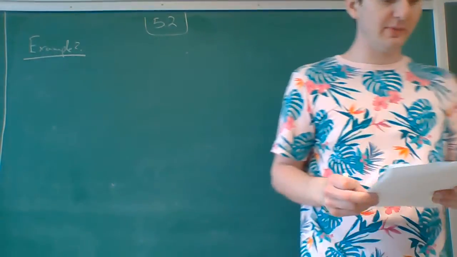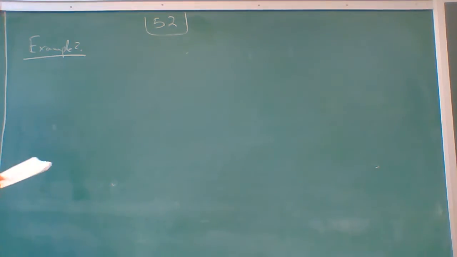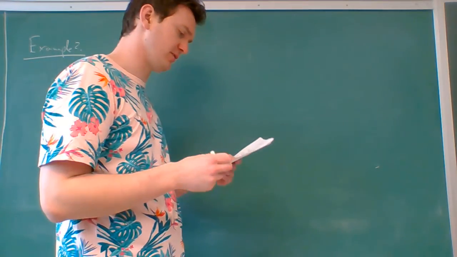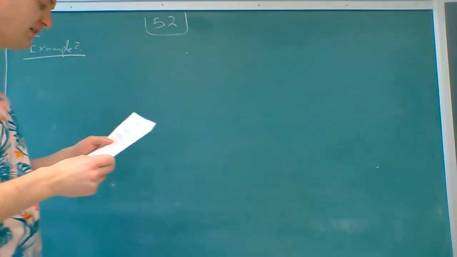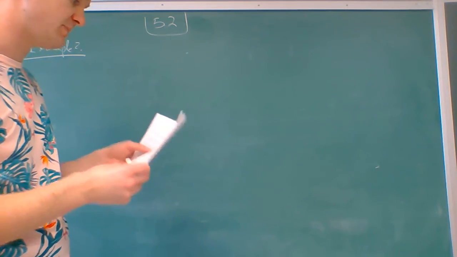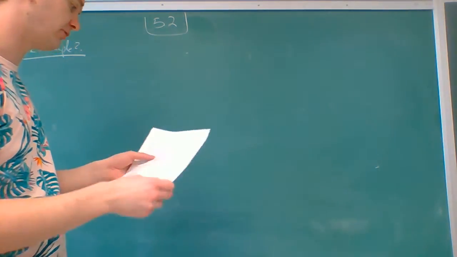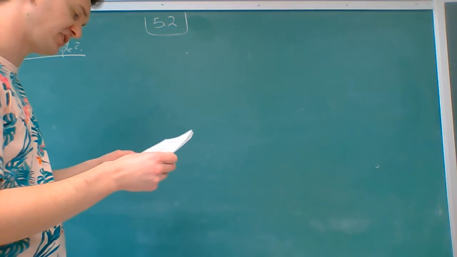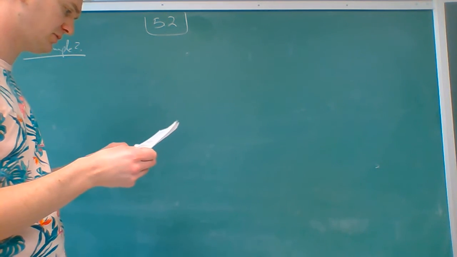Okay, this next problem, example 2, is, let's see, we're building a rectangular enclosure for a pet rabbit against the side of a house. We have 100 feet of fencing. We want to know, what are the dimensions that will maximize area? What are the dimensions of the largest area we can enclose?